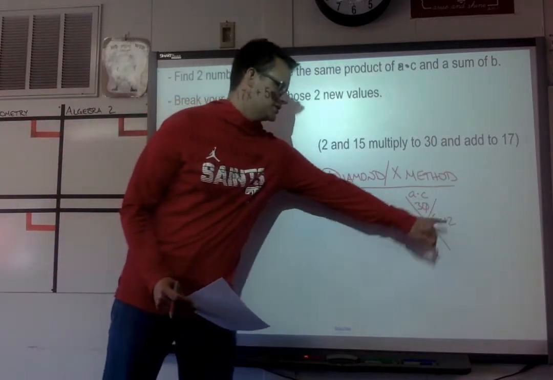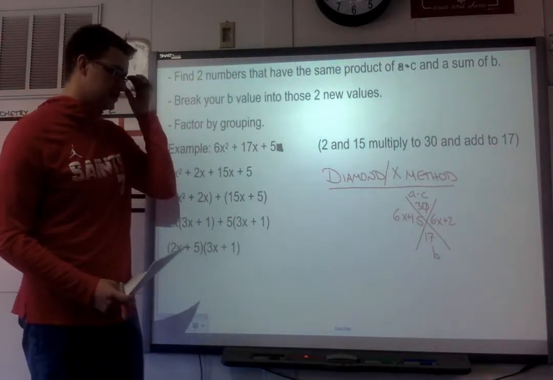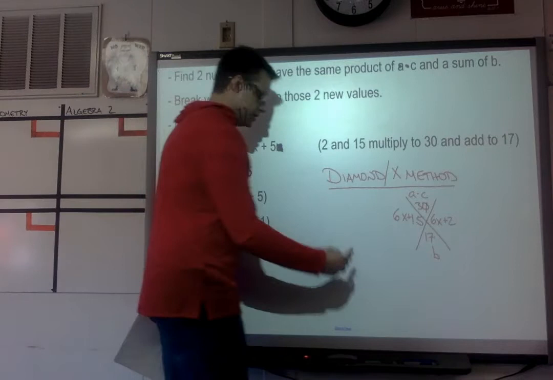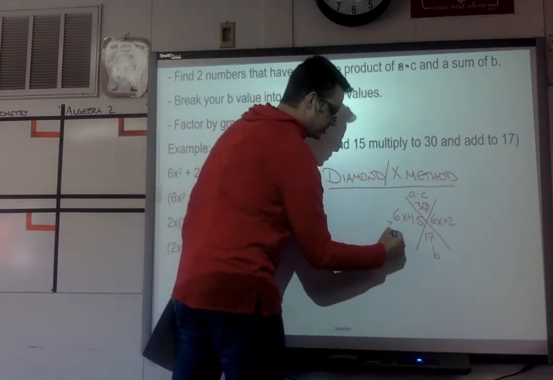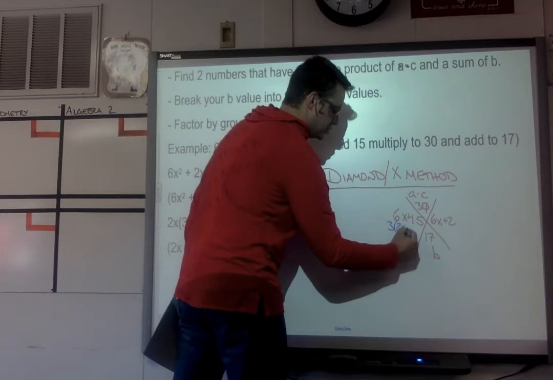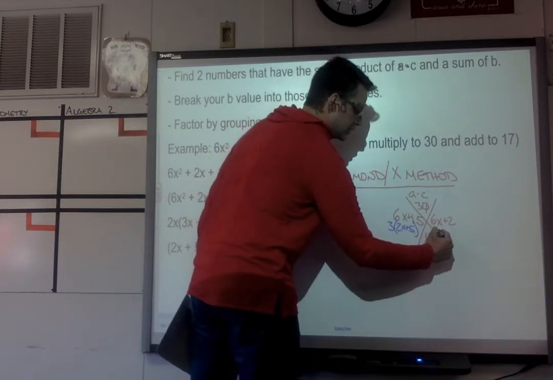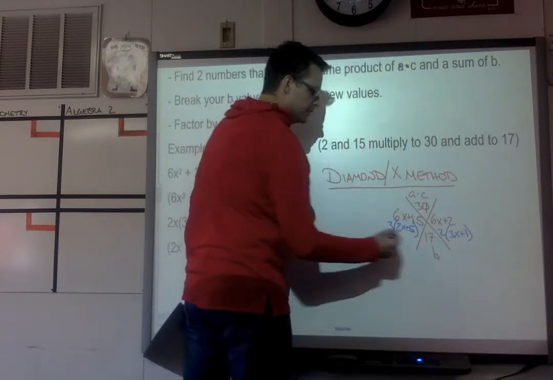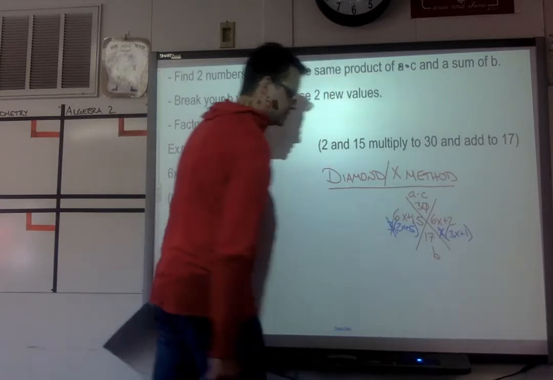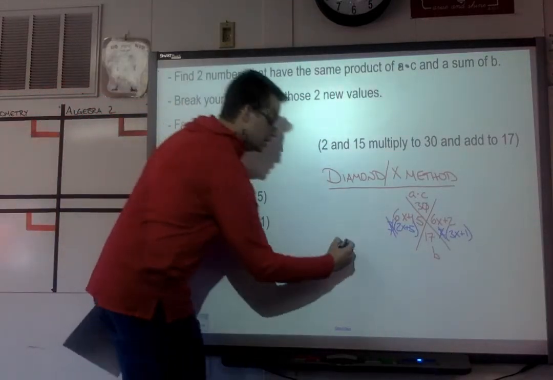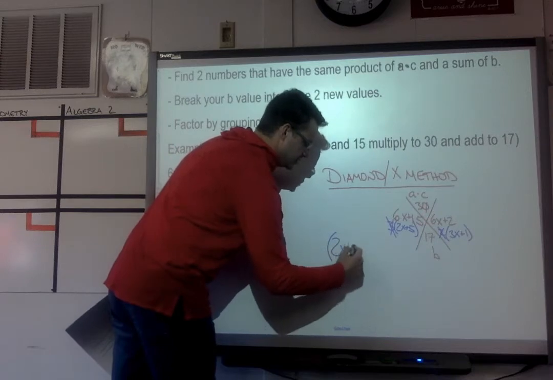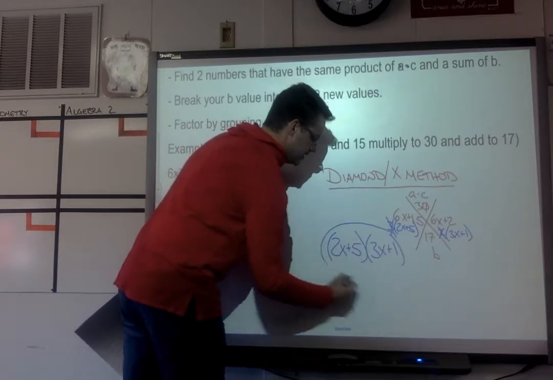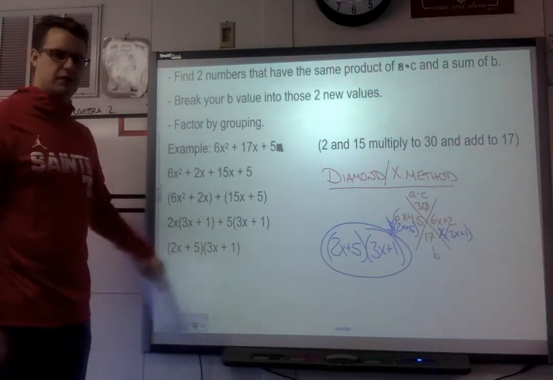So we have 6x plus 15 and 6x plus 2. Then we see if we can factor anything out of those two terms. Here we can take out a 3, and we're left with 2x plus 5. Here we can take a 2, and we're left with 3x plus 1. Then we get rid of those numbers that we factored out, and we have our answer of our two binomials, 2x plus 5 and 3x plus 1. Same answer we came up with before.